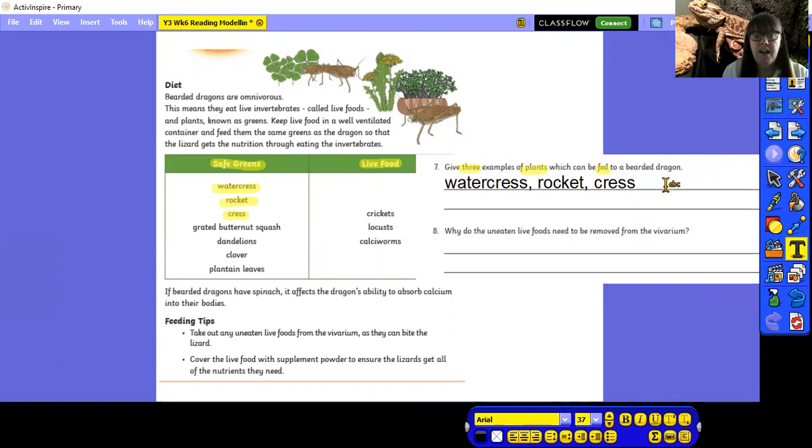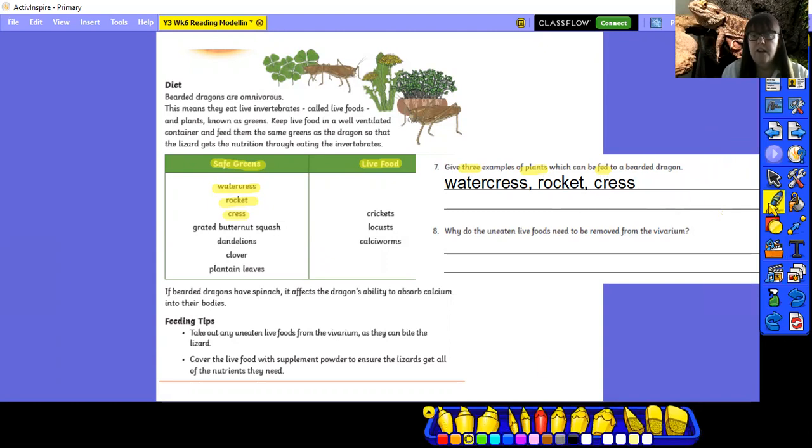Why do the uneaten live foods need to be removed from the vivarium? Why do the uneaten live foods, what does that mean? Have a think about it. Uneaten live foods. Something's uneaten, it hasn't been eaten. So it hasn't been eaten by the bearded dragon. So why do we need to move the live foods that haven't been eaten out of the vivarium?